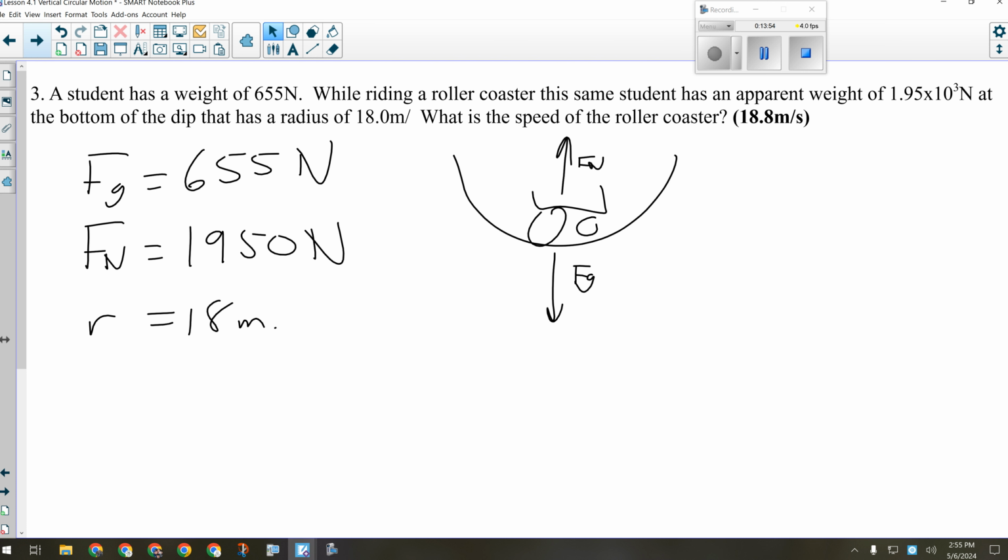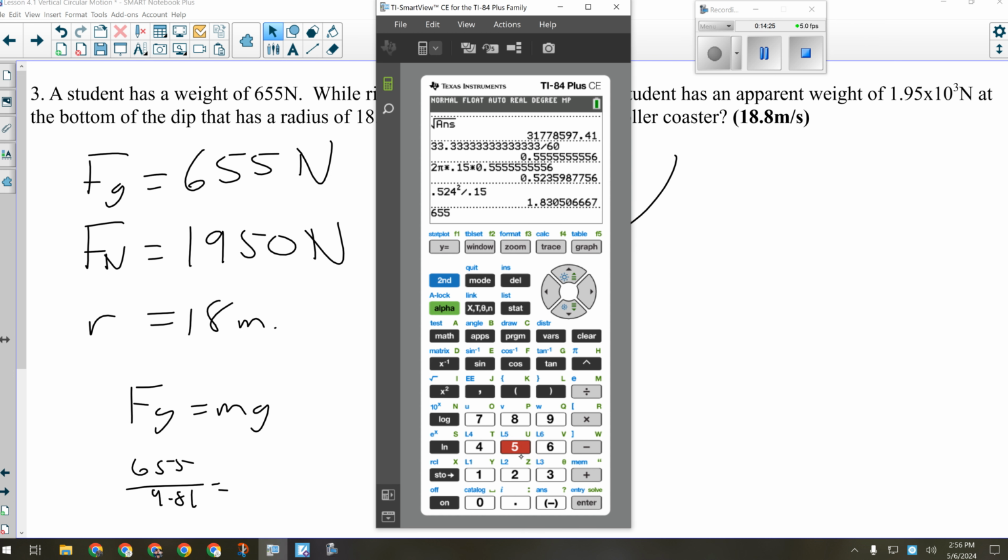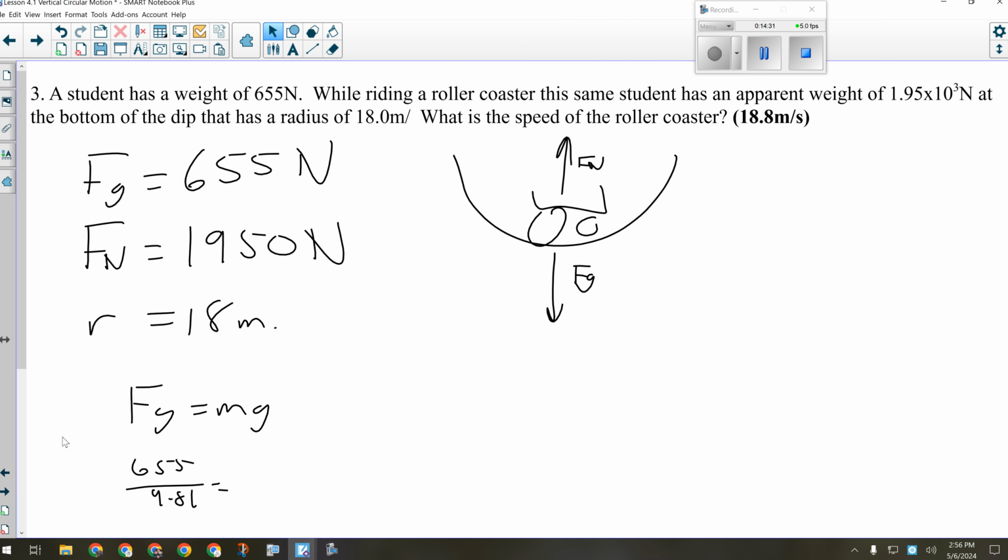So I'm supposed to find the speed of the roller coaster. Am I going to need the mass for that? Probably. Can I get it? How do I get it? Fg equals m times g. So I'm just going to take that 655 that I was given, divided by 9.81, and I'll have the mass. So 655 divided by 9.81 gives me 66.77 kilograms. That's going to be helpful.